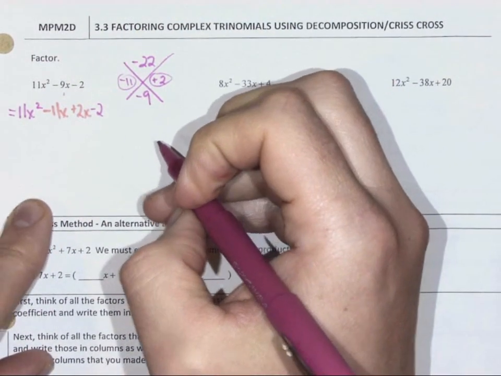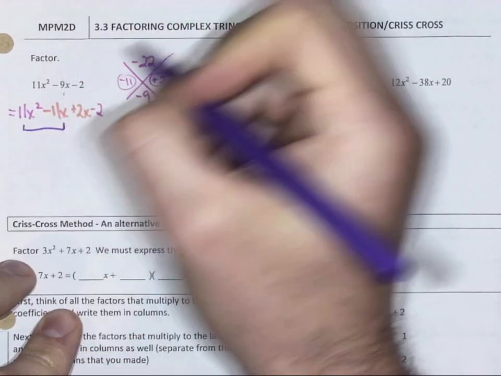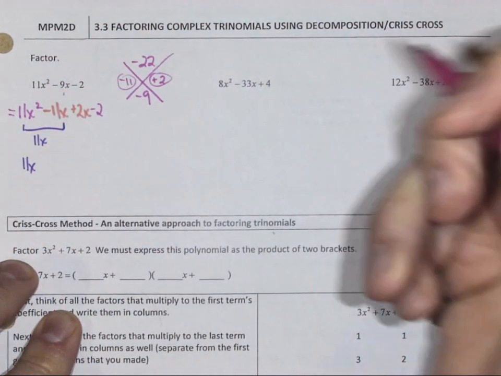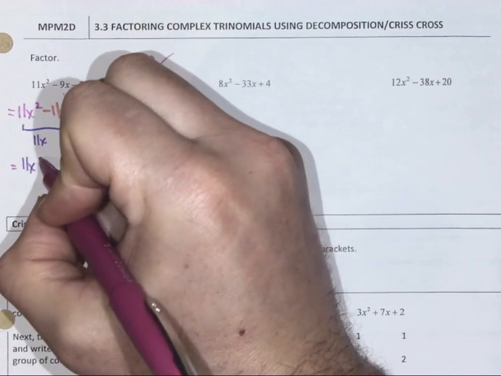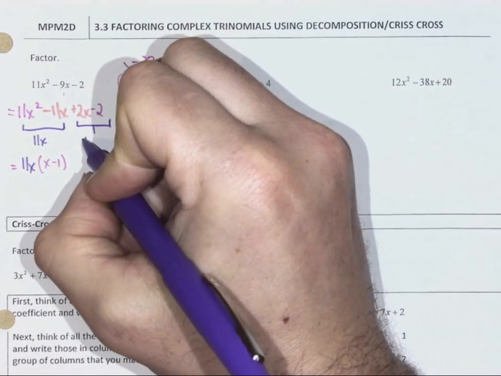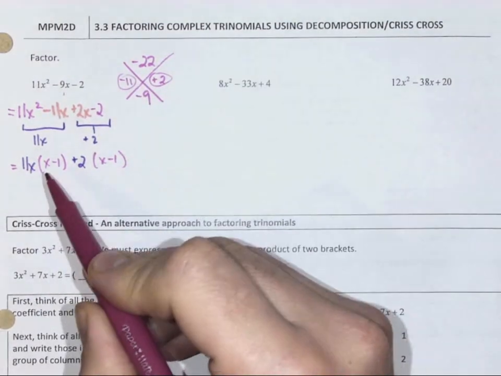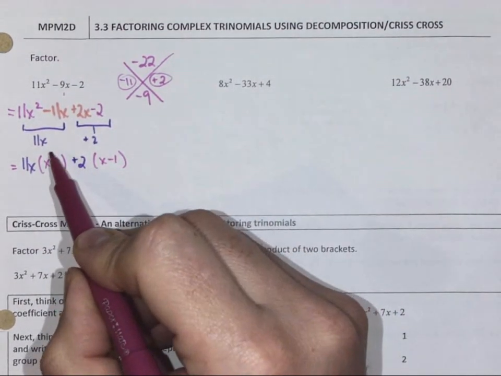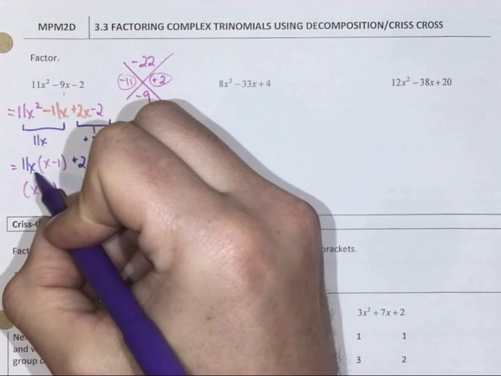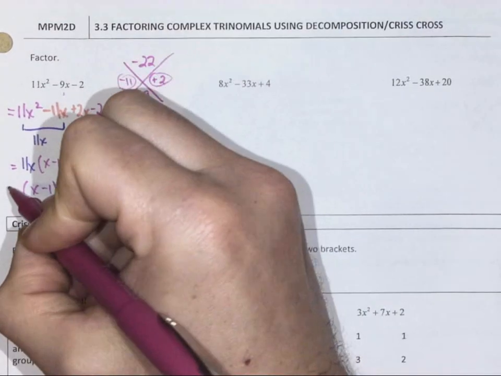We then factor by grouping and look at the first group and say, what's the common factor for those two? It's 11x. What remains is x minus 1. We look at those two. What's the common factor? It's +2. What remains? X minus 1. We now factor out, or we group the x minus 1 terms. What remains is 11x plus 2. And we factored by decomposition.